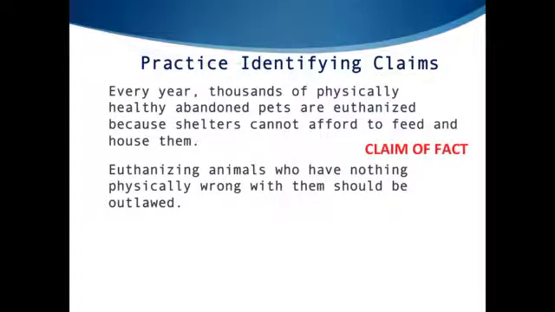So look at the second example. Euthanizing animals who have nothing physically wrong with them should be outlawed. So what are we looking at here, and why do we know that's what we're looking at? If you said we're looking at a claim of policy, then you were correct. Why is this a claim of policy? Again, it's suggesting a solution, something that should be done. So the solution here is that euthanizing animals who are physically healthy should be outlawed. So when something should happen, should not happen, should change in some way, then that would be a claim of policy. Very good.